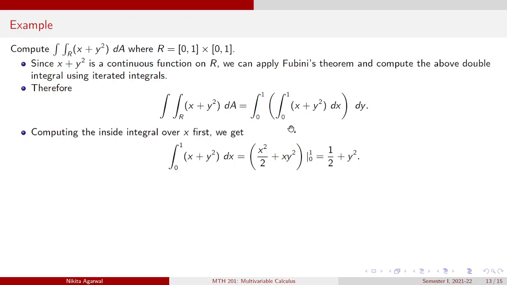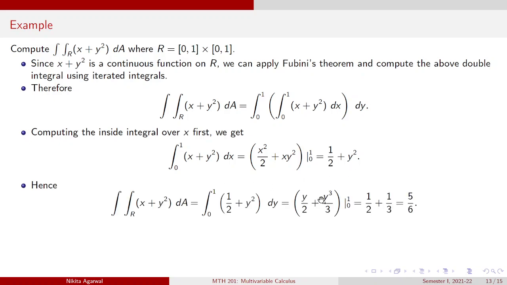Now first you compute the inside integral, which is this, and this is just from MTH 101. I'll not get into the details. And therefore, when you plug it in the first equation, you can replace this bracket term by half plus y square, and then you use one variable integration, right? So you get 5 by 6.